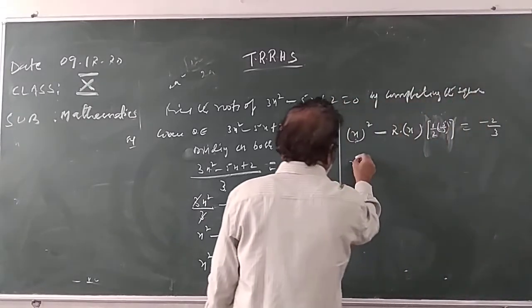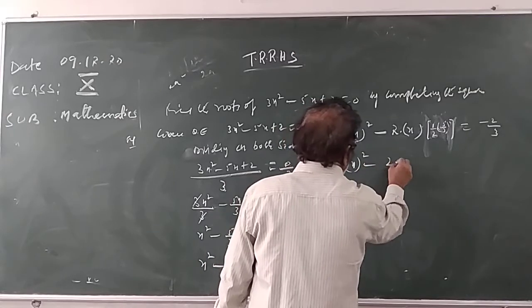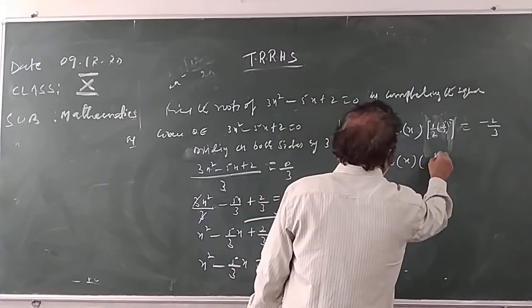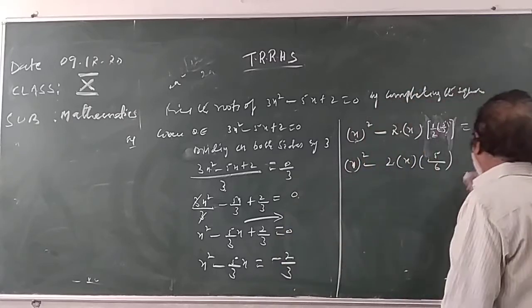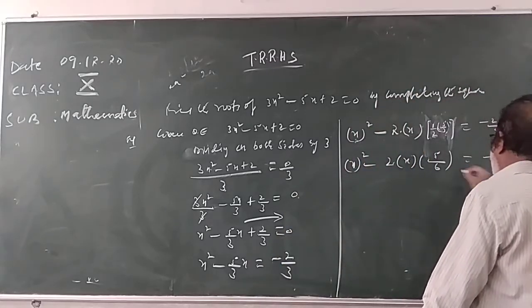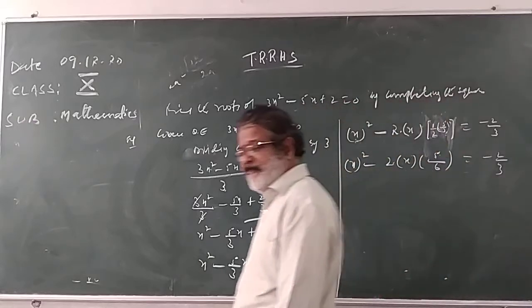For our convenience, write one more step. x square minus 2ab. 2 times 3 is 6. What is the b value now? The b value is 5 by 6.